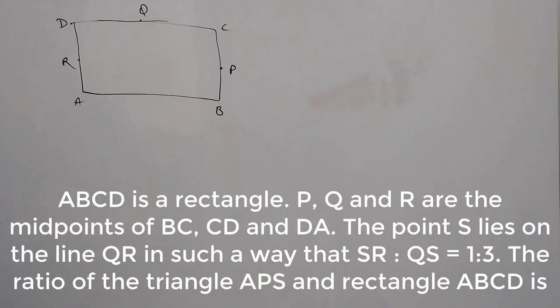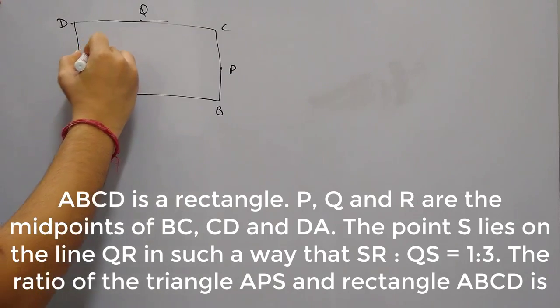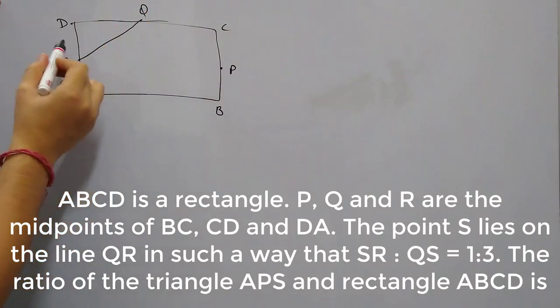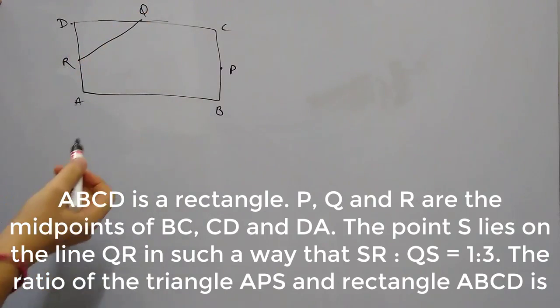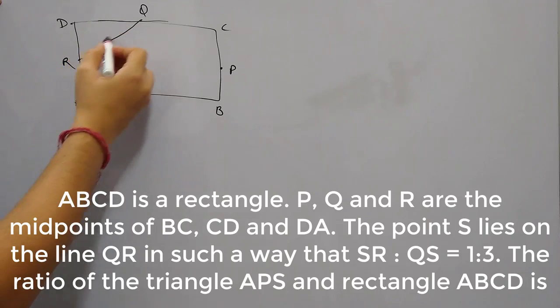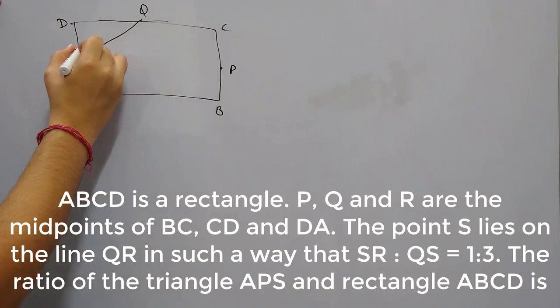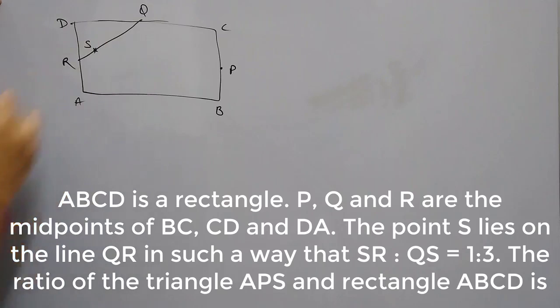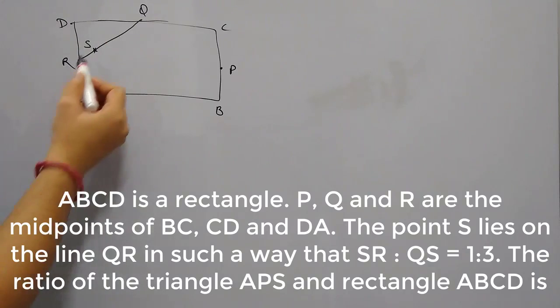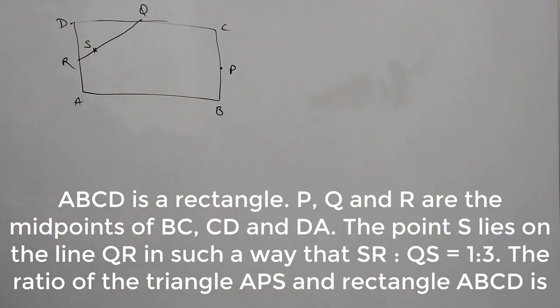The point S lies on the line QR in such a way that SR to QS is 1:3. There is another point S on QR. So if we join QR, the point is at S. Point S is somewhere here. Let's say this is the point S, and this is 1:3.